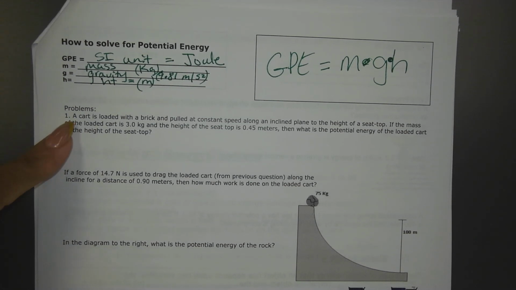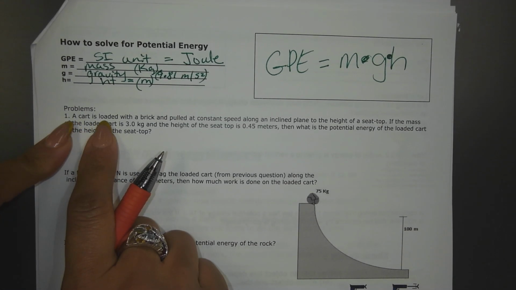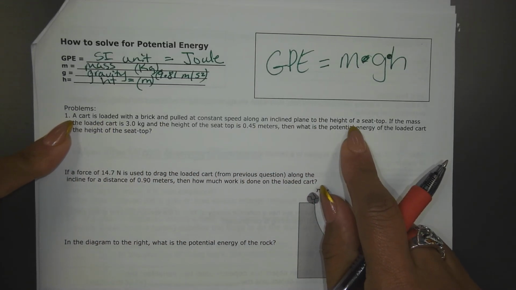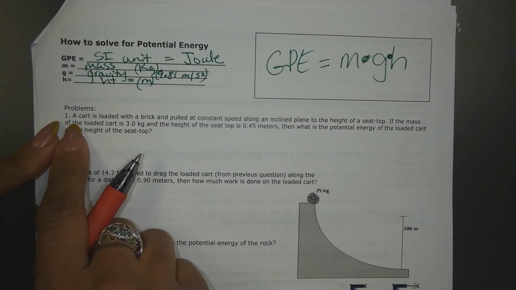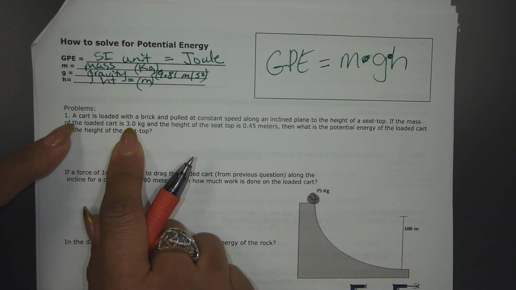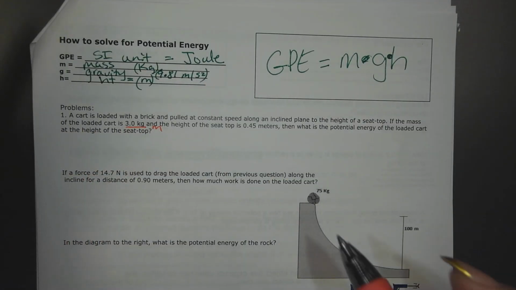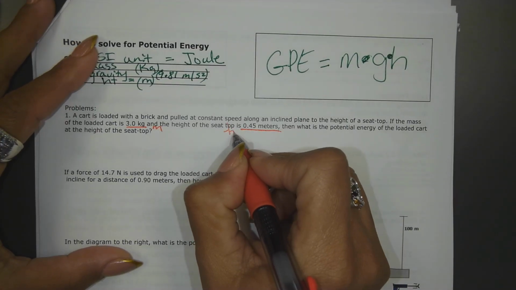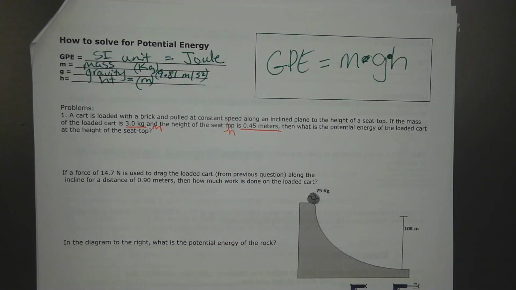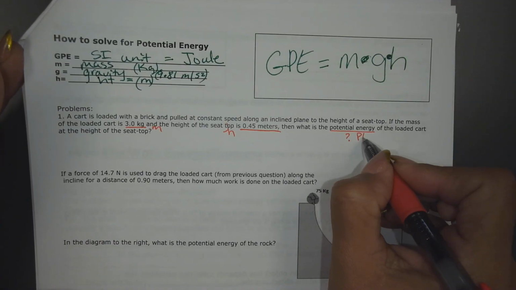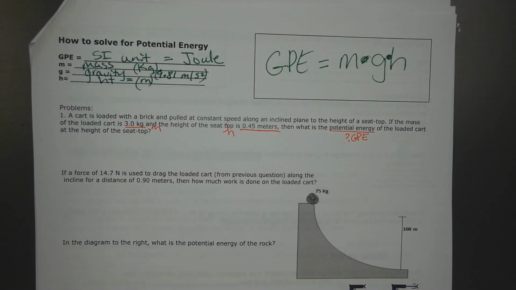Now, the first one over here, number 1, says that there is a cart loaded with a brick and pulled at a constant speed along an inclined plane. If the mass of this load is 3 kilograms, M, which is in kilograms, which is good, and the height at the top is, I'm going to put H for height, 0.45 meters, so that's in meters. That looks good. Well, then what is the potential energy? Not only PE, but this is GPE because we're talking about the height, the location, the distance.